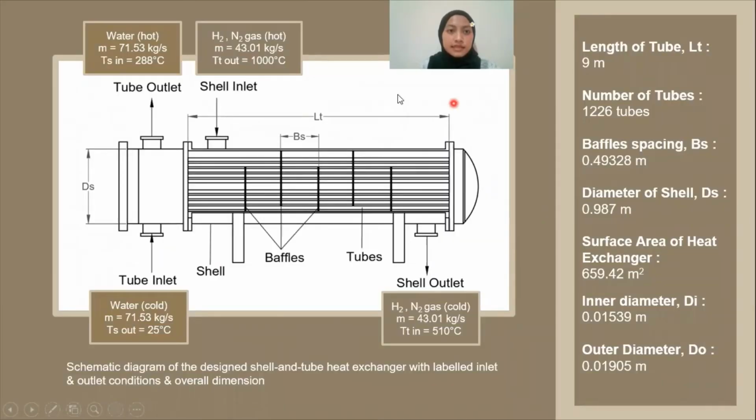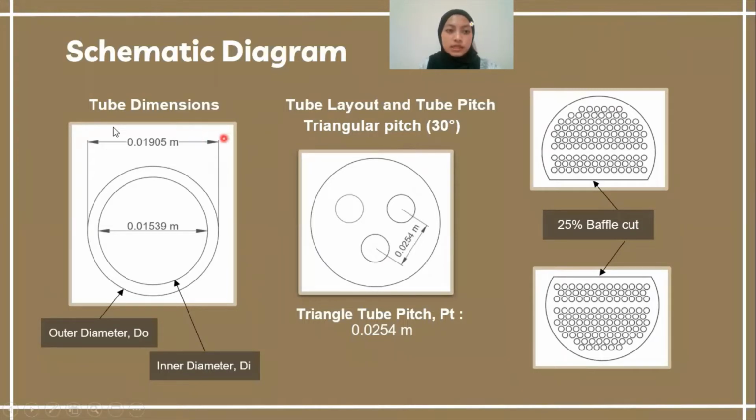Next is the schematic diagram with the dimensions. For the length of the tubes, we choose it to be 9 meters. This is the diameter of the shell that we used. For the baffle spacing and number of tubes, these are the values that we have calculated. Next are the tube dimensions, the outer and inner diameter that we used. For the tube layout, we use a triangular pitch arrangement so that the bundle will have the greatest density. More tubes can be accommodated, allowing higher heat transfer. Here is the tube pitch, which is the center to center distance between adjacent tubes. For the baffles, we use the 25% baffle cut type.